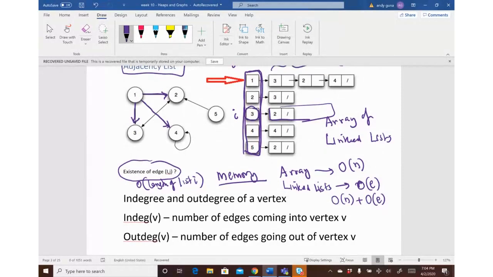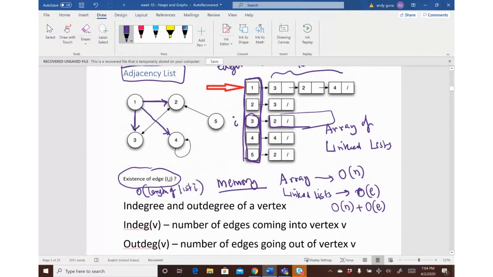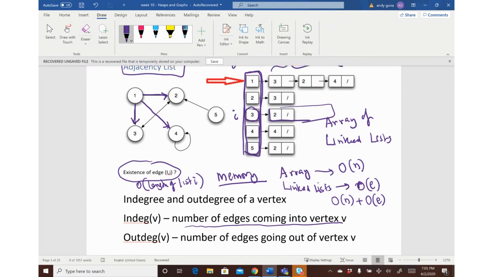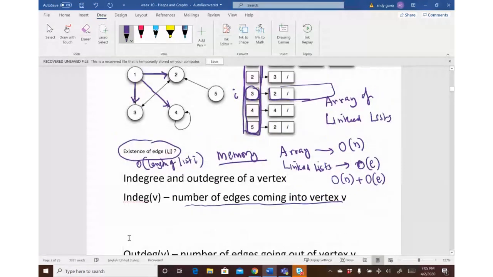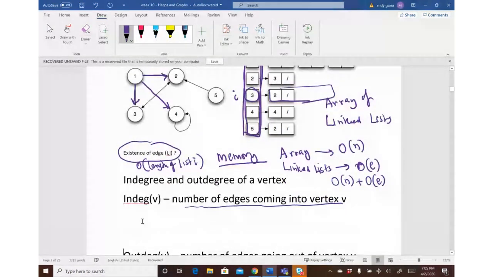Now we're going to develop another notion called in degree and out degree of a vertex. All right, and I think it'll become more clear as we discuss this idea. So in degree of a node is the number of edges coming into vertex V. For instance, if you take this graph here, what is the in degree of each vertex?